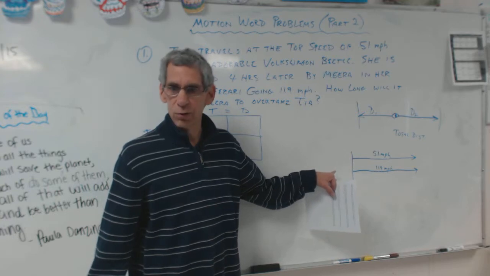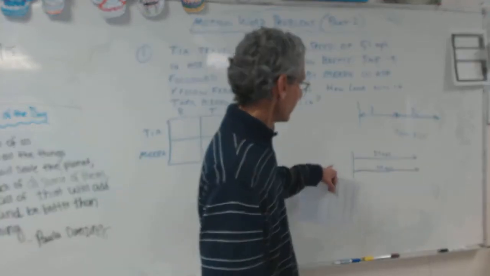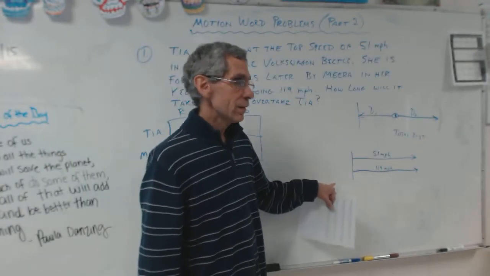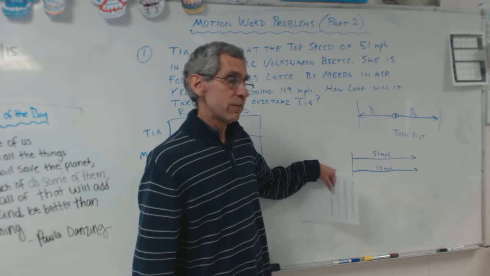Tia, why do you have to go so slow? I mean, Tia's going like a Toyota, a Volkswagen. Mira's going more than double. You're right. That's more than double. So it's going to be pretty fast.